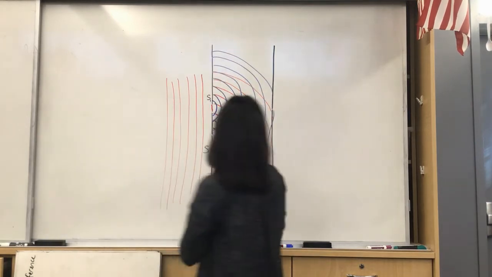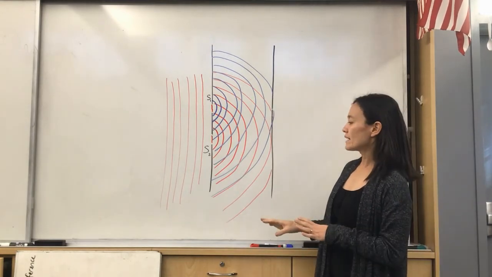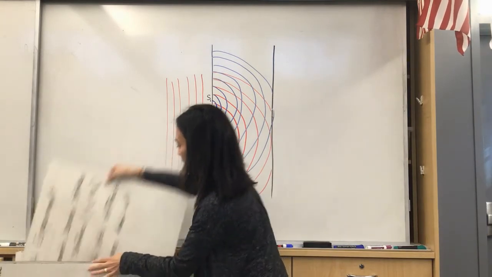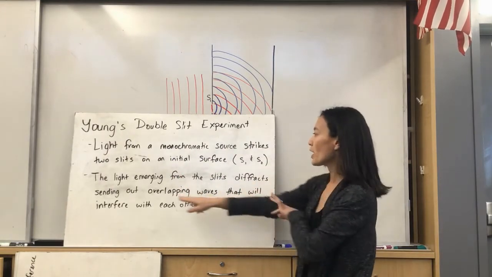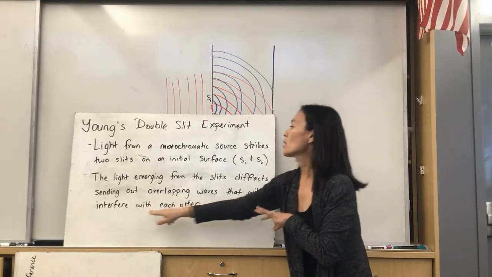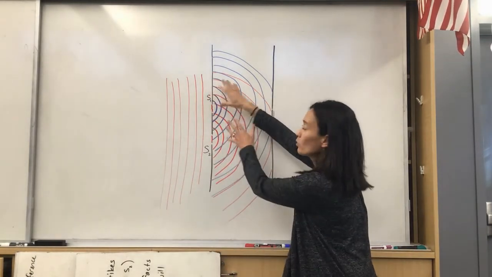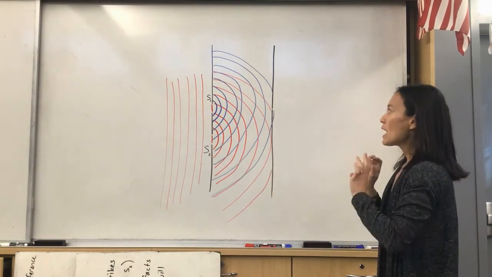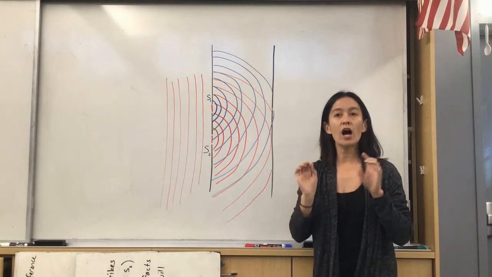Okay, so this is what I mean when I say in the notes, so where is it? Here. That the light emerging from the slits diffracts, sending out overlapping waves that will interfere with each other, okay? So slit 1 sends out these, represented as blue waves. Slit 2 sends out the ones that are represented in red waves. And where the waves are in phase with each other, there's going to be constructive interference.